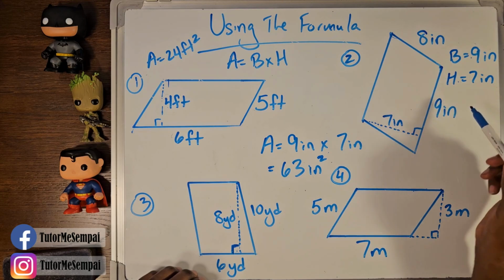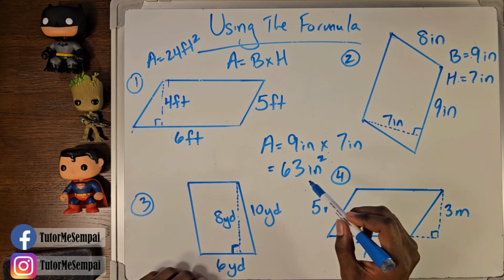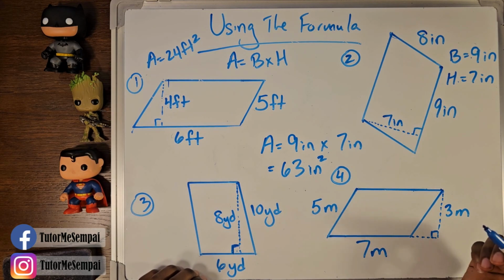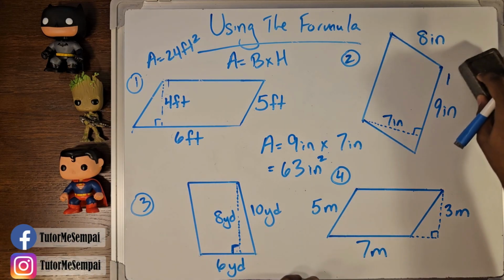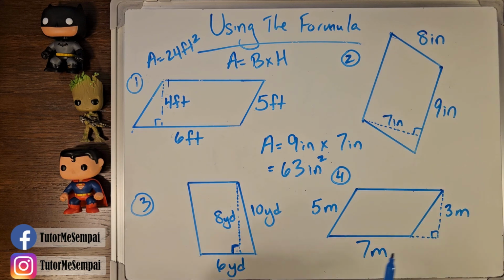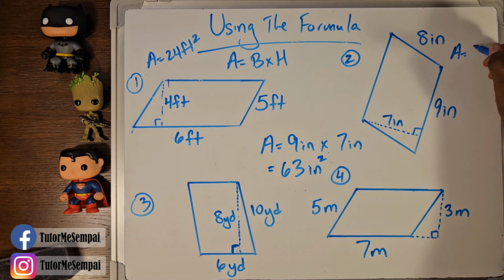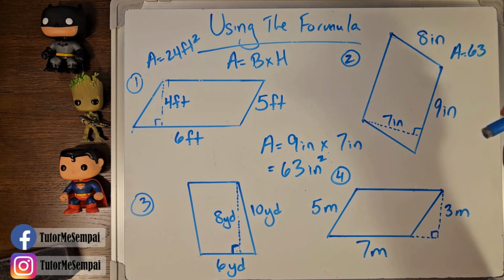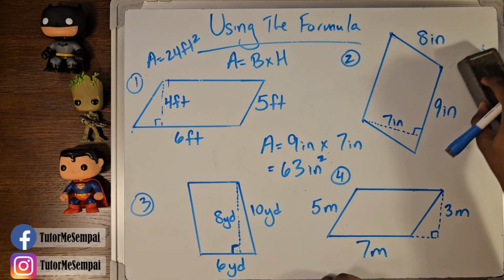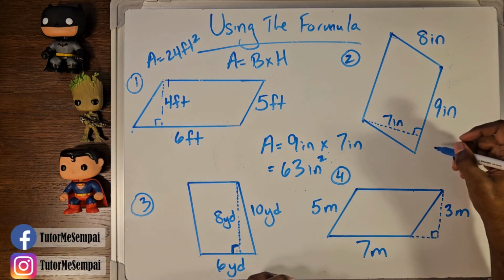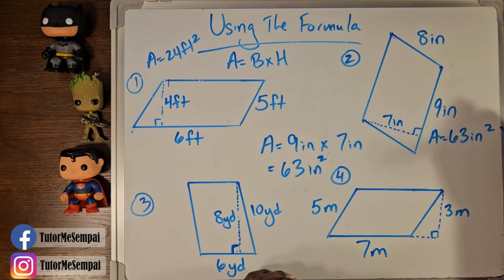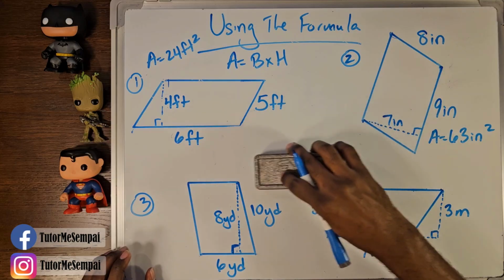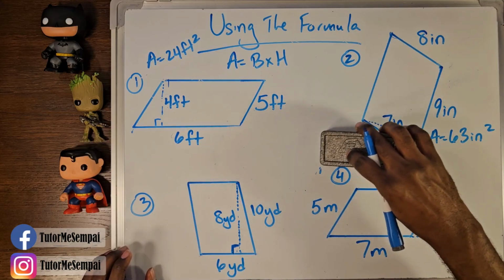Once you have your base and your height, plug it back into your formula and you will get 63 inches squared. So we found the area for our second parallelogram. So our A was 63. Well, let's move this down a little bit so we can keep that. Our A is 63 inches squared. Now we want to move on to number 3.